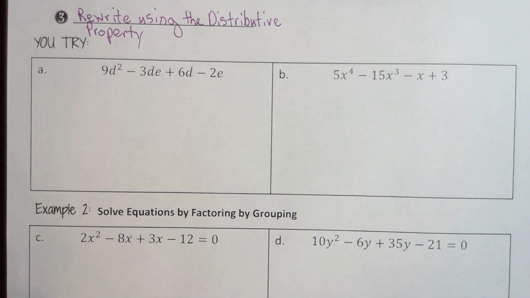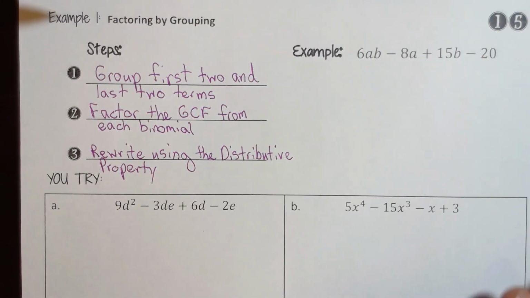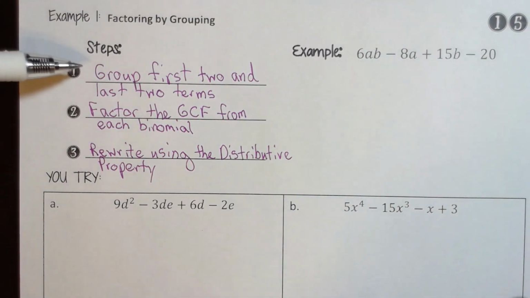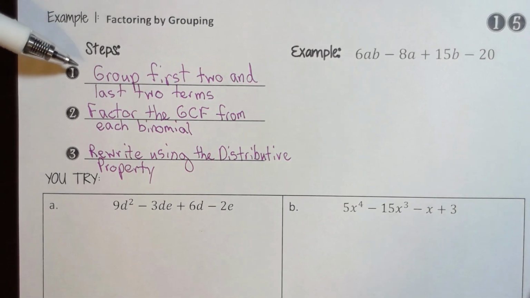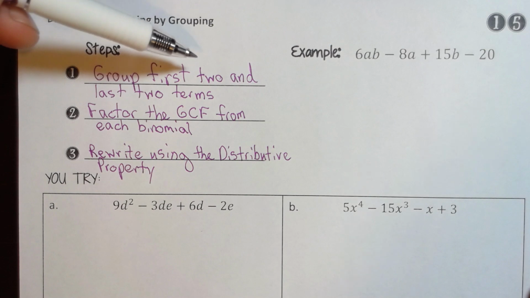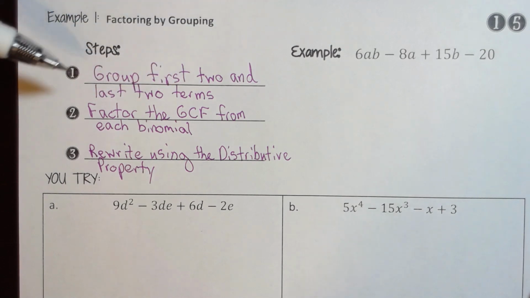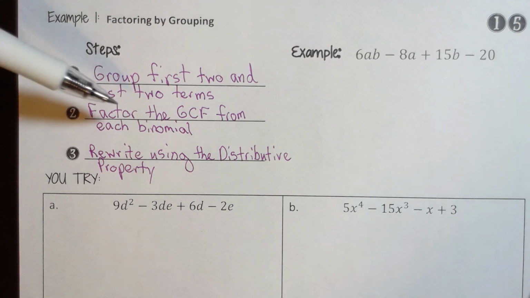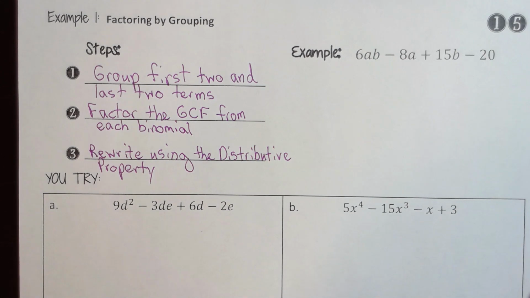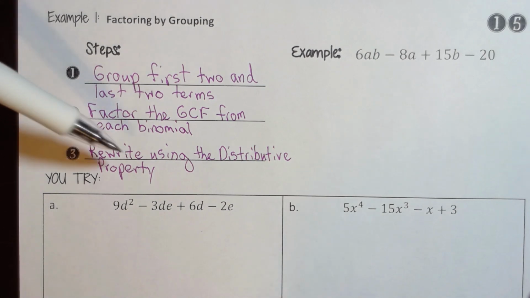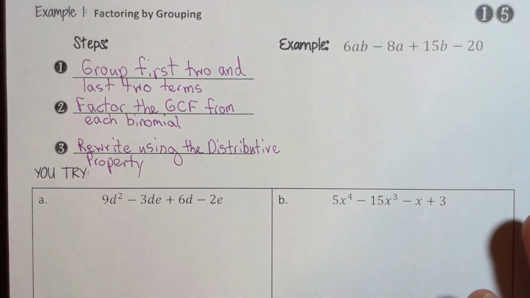So we are going to look at factoring by grouping today. I already wrote down the steps for this to save us a little bit of time. The first step is to group the first two and last two terms. I'll show you what that means in a second. Step 2 is to factor the greatest common factor from each binomial. Step 3 is we're going to rewrite using the distributive property. Okay, so let's look at what that looks like.